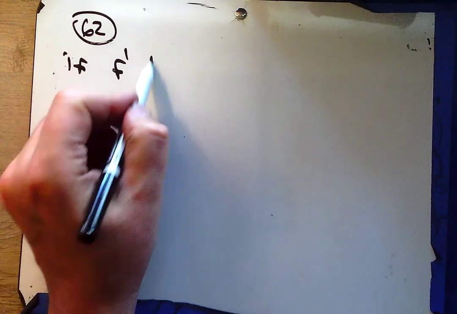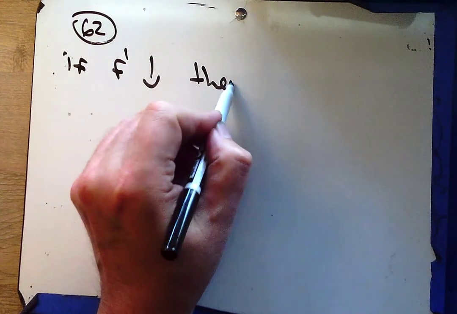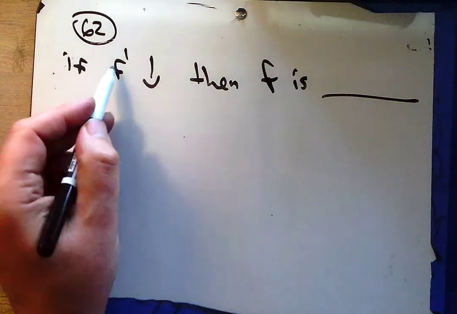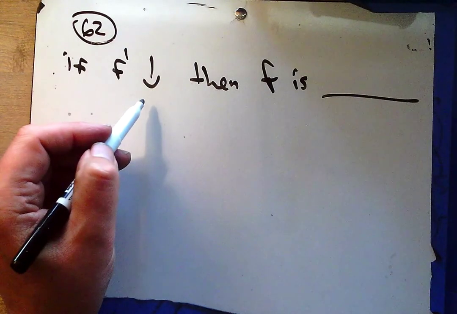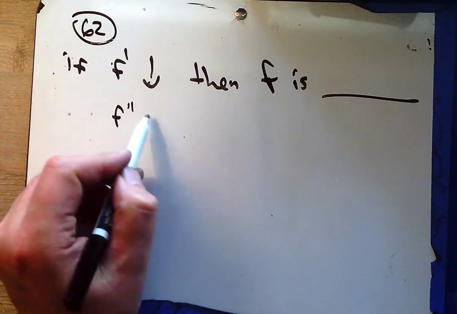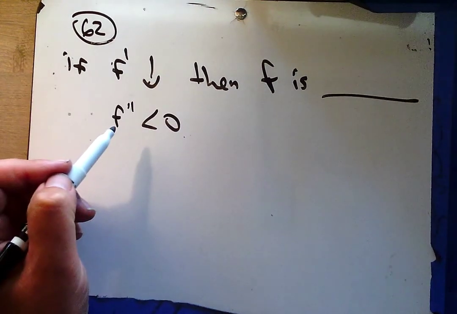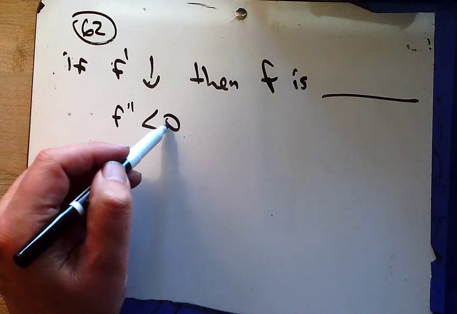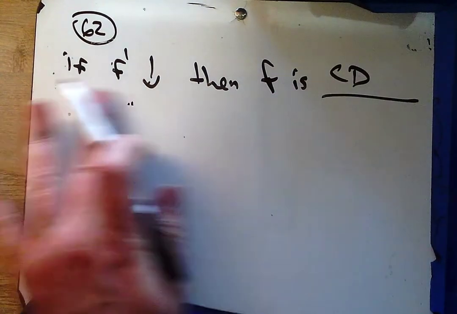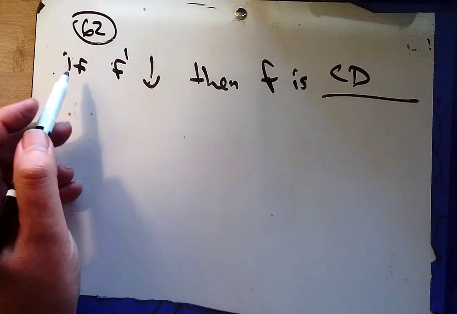Okay, if f prime is decreasing, then f is what? F prime is decreasing. That's going to mean f double prime is less than 0. And if f double prime is less than 0, then f is concave down. Okay, what's next?